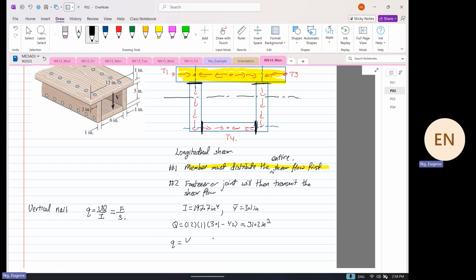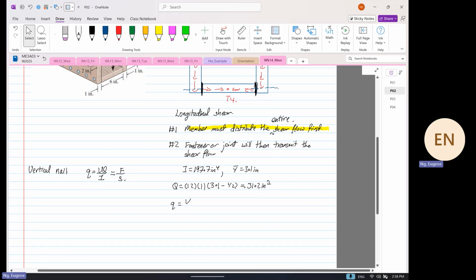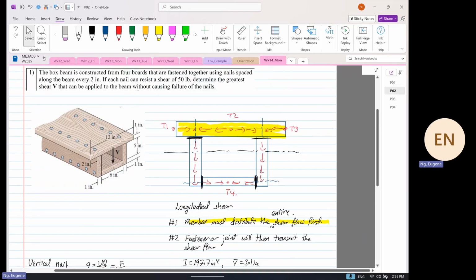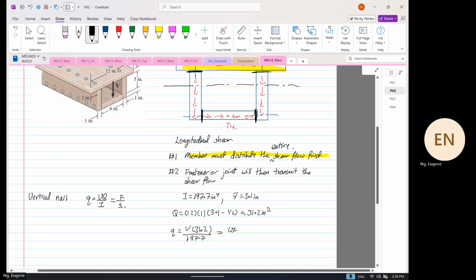So from there, we know that Q is equal to V is equal to what? V is what we want to find. Or are we given V? We are not given V. V we want to find. Q we know is 31.2. I is equal to 197.7. This will be equal to the force of each nail, which is equal to what? 50. And then the spacing is 2.